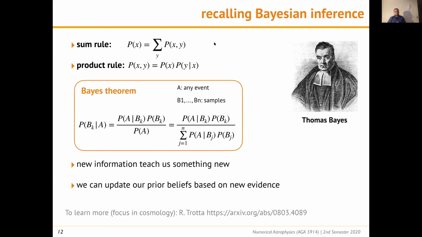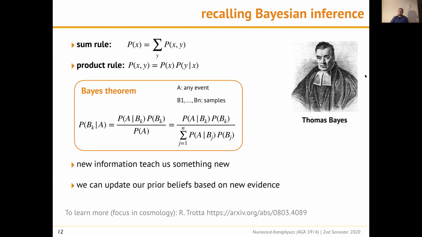The second one is the product rule. So the product rule is essentially that p of x and y is p of x times p of y given x. So that's how you read this. This is a conditional probability. So conditional probability tells us that, given x, the probability of y given x, so the probability of the first given the second. You've seen this before. I don't know how comfortable you are with this. You might have forgotten.